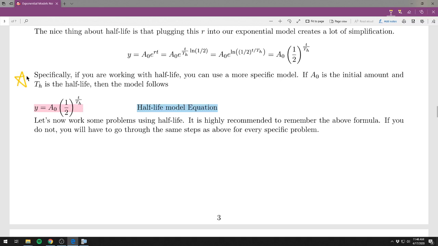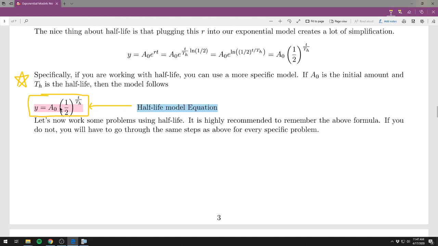Okay, so I got that kind of worded here. Specifically, if you are working with half-life, you can use a more specific model. If A0 is still the initial amount and capital T with subscript H is the half-life, then the formula is Y equals A0 times 1/2 to the power T over half-life. I prefer this. I also have it derived how that works. You plug in the formula for R inside here.